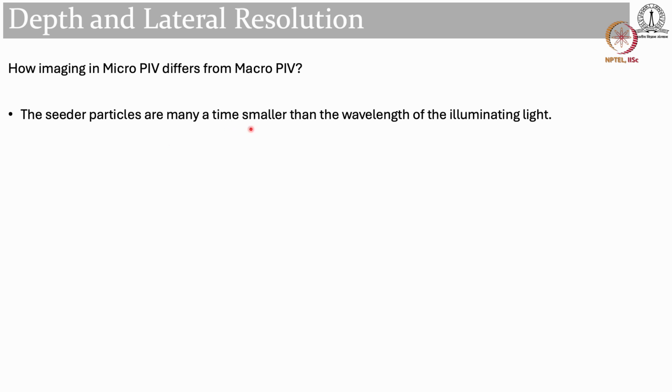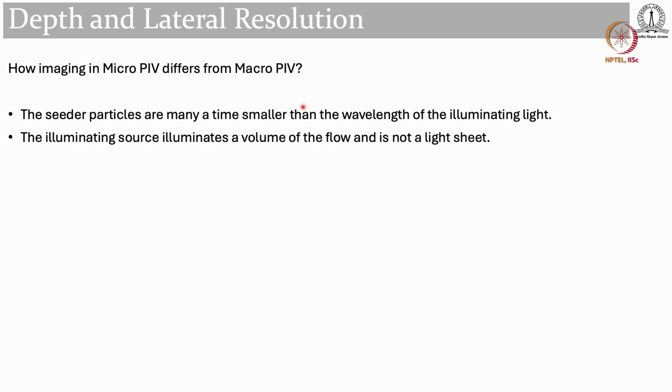The first thing, which we have already discussed, is that the seeding particles are many times smaller than the wavelength of the illuminating light. In macro PIV systems, the seeding particles are of the order of 10 to 50 microns, much larger than the wavelength of the illuminating light, normally a green light source. But in micro PIV you go down to nanometer scales, where the diameter becomes smaller than the wavelength of the light, and this is where the imaging system starts to make a difference, and you start using techniques like fluorescent imaging to view the particle.